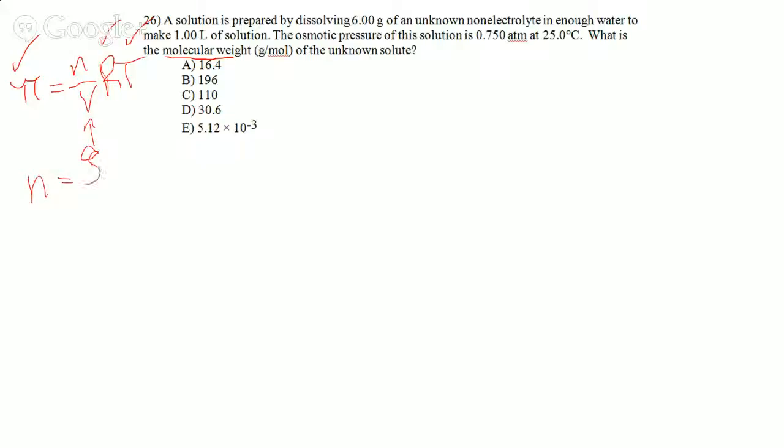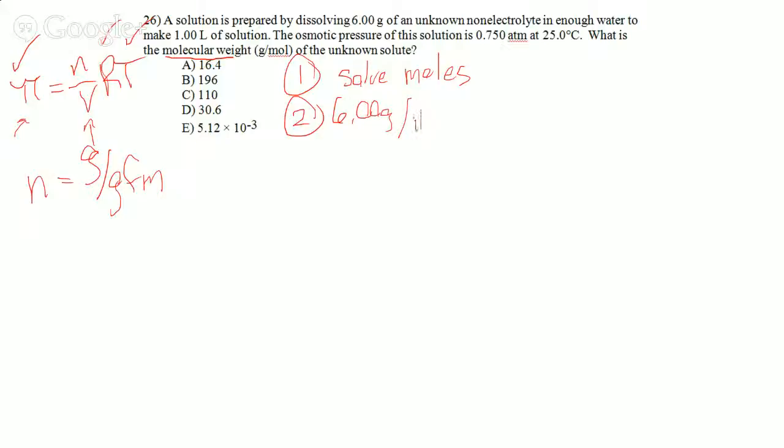N is also equal to the grams over the GFM. And hey, look, they gave me the grams. They're asking me for the GFM. I can solve for N. So the first step is going to be to solve for moles, right, using this equation right here. All right, second step would then be to do the 6.00 grams over the number of moles, right? But I'm a bigger fan of doing all the algebra at once.